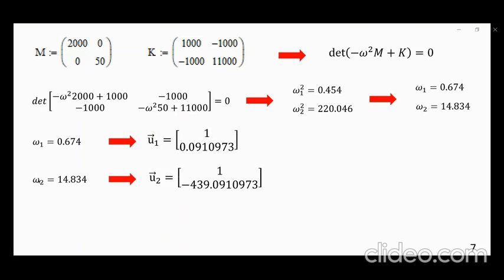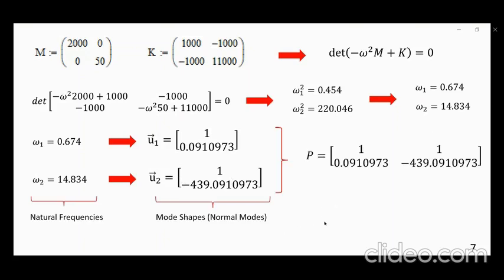Okay, that goes with this frequency, obviously. Now, if you take these things and put them in the columns of this 2 by 2 matrix, you get the modal matrix. There we are. The modal matrix is a matrix whose columns have the mode shapes associated with the problem.